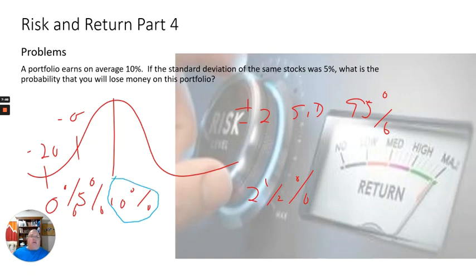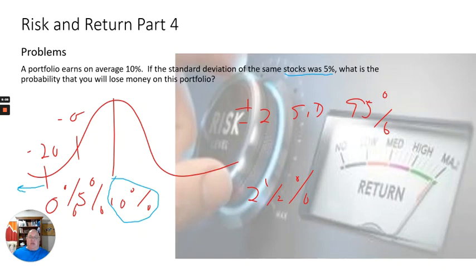If the standard deviation on stocks was 5%, what is the probability you would lose money on this portfolio? Well, the point at which you lose money on the portfolio is when you're making a negative return. So something below 0 is what you're looking for. And the question is, how much of the distribution falls that way?